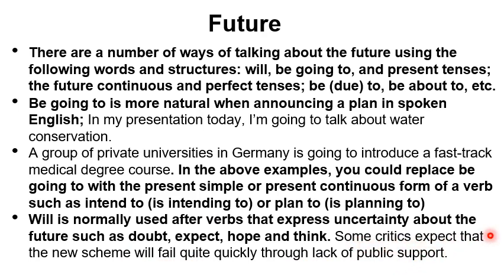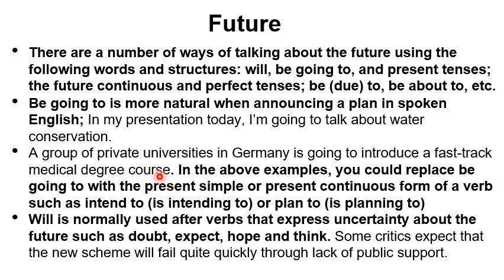Here, the sentence is not certain. Some critics criticize the scheme by claiming that the scheme will quickly fail through the lack of public support. Because there is no public support, the scheme will fail. Thus, again, "will" is used in sentences with less certainty, with probability.